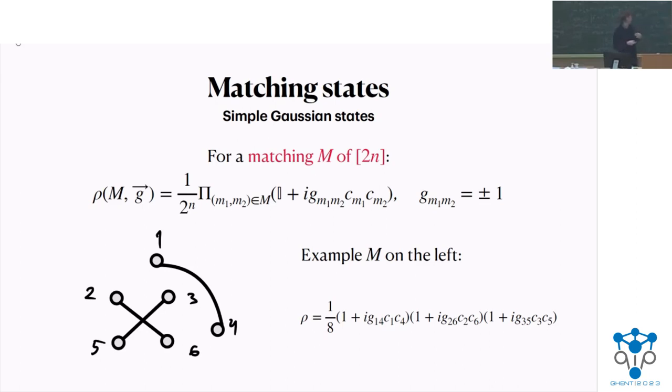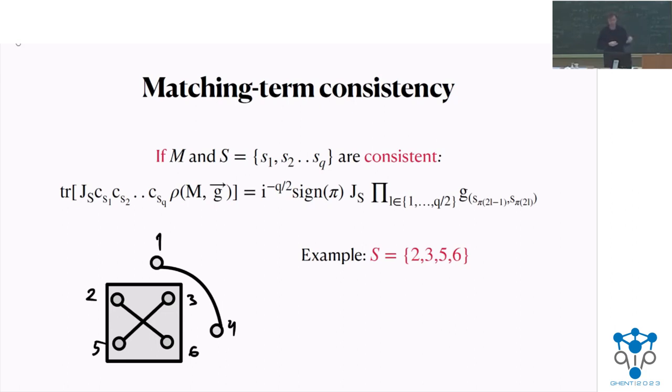You have G14 for this link 14, and you put this C1, C4 operator there, and you do the same for every other link. Okay, so if it's too scary, you can already have an idea how this looks from this example. Now, the key property of these states, which are Gaussian states, like I told you, is that they are very efficient. You can compute all the observables with them very nicely. And here it's exemplified by this matching-term consistency relation that we're going to talk about.